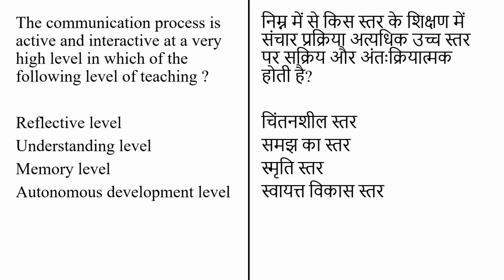The communication process is active and interactive at a very high level in which of the following levels of teaching? Here in this question they ask you about the communication process which is active and interactive at a very high level, in which of the given levels of teaching. The first option is reflective level, then understanding level, then memory level, and the last one is autonomous development level.